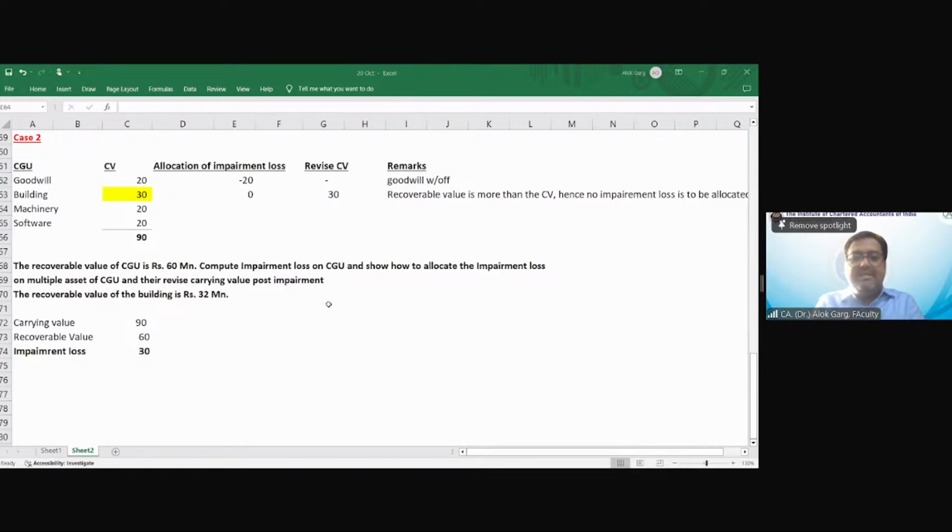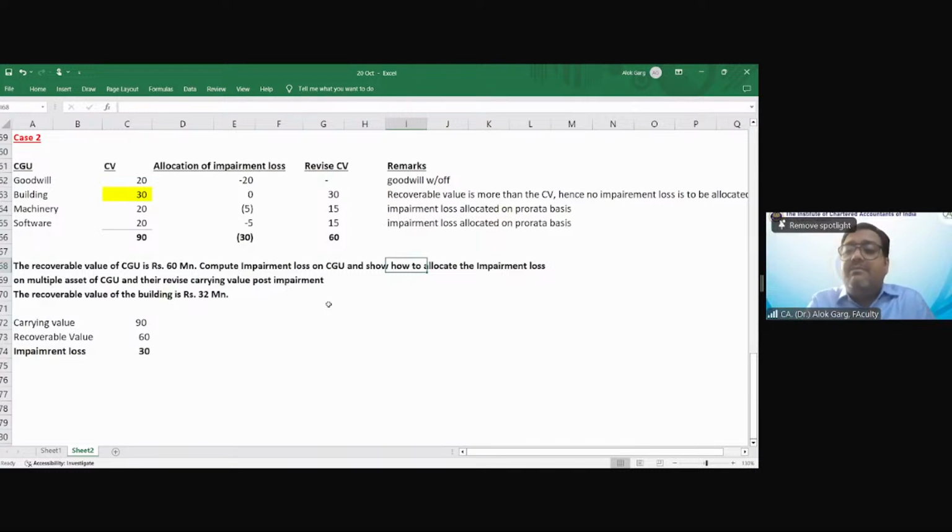Okay. So minus 10 multiply by 20 divide by 40, minus 10 multiply by 20 divide by 40, right? This will come out as 30 million and this is my carrying value. This is the total. So the impairment loss has to be divided and allocated on a pro rata basis.